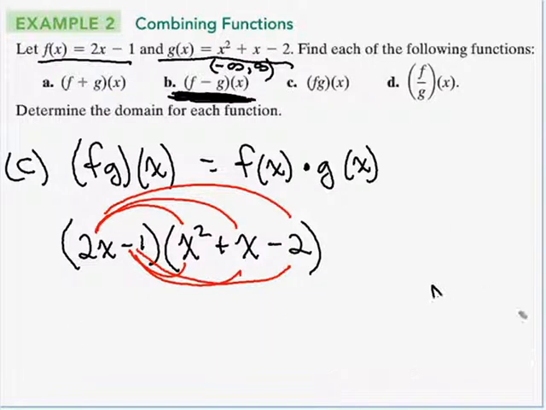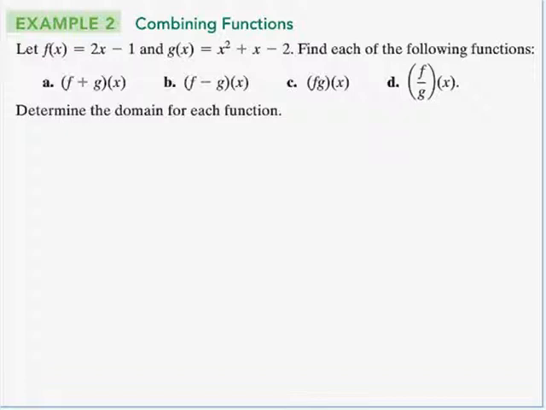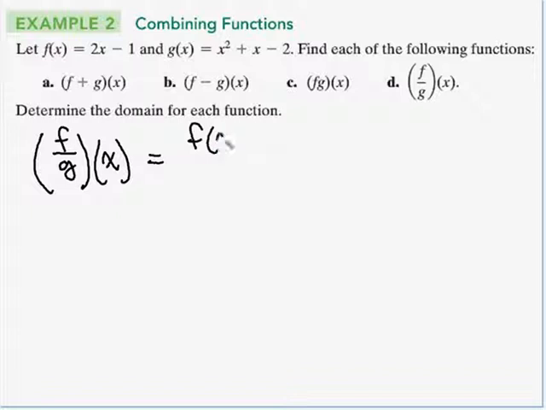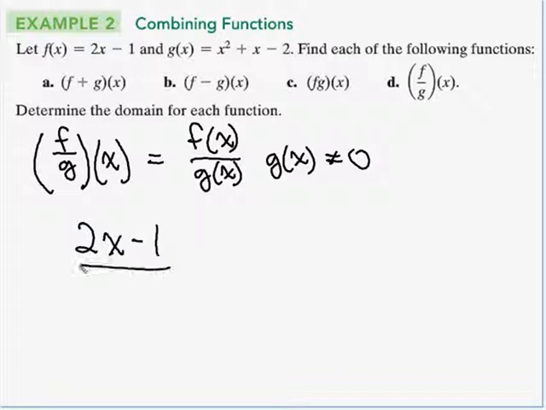All right, last one, letter D, f divided by g of x. f divided by g of x is as simple as f of x divided by g of x. Remember, but g of x cannot equal 0. We don't want to divide by 0. So the f of x function goes up top, 2x minus 1. The g of x function goes in our denominator, x squared plus x minus 2. So that is our f divided by g of x and the domain.